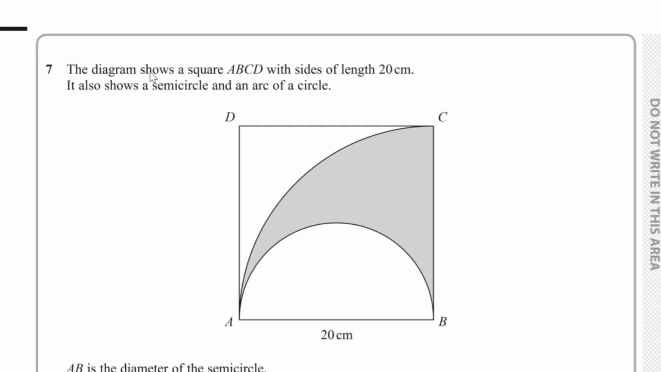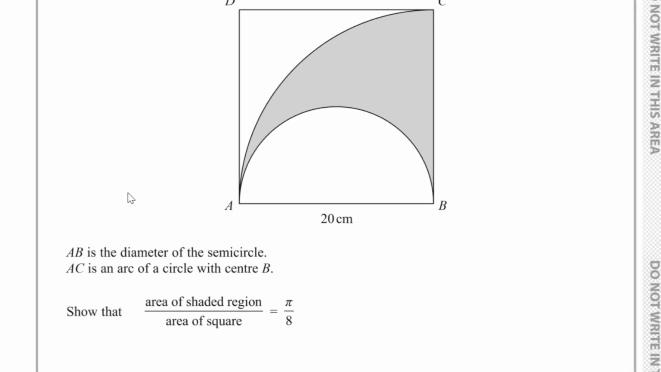Question number 7. The diagram shows a square ABCD with sides of length 20 centimeters. It also shows a semicircle and an arc of a circle. AB is the diameter of the semicircle and AC is an arc of a circle with centre B. We have to show that the fraction area of shaded area over area of square is pi over 8.